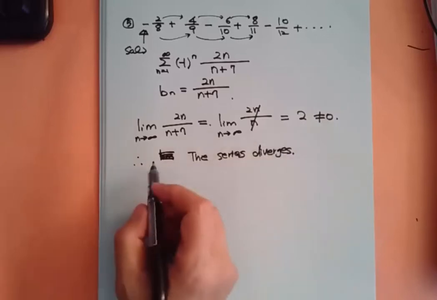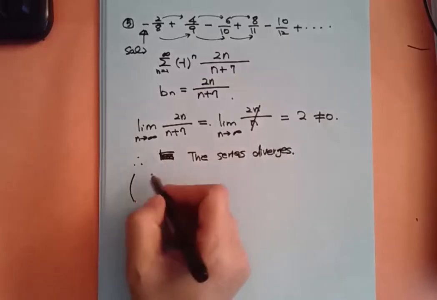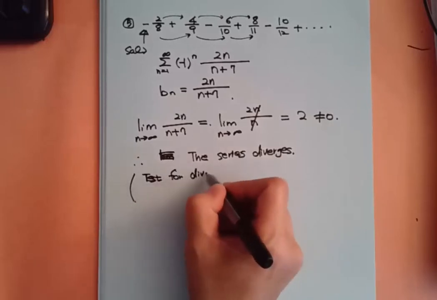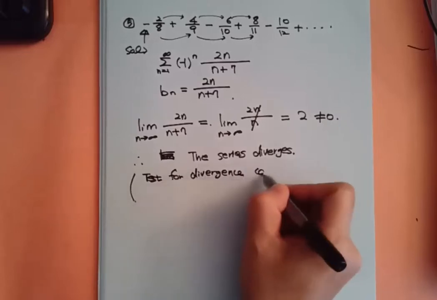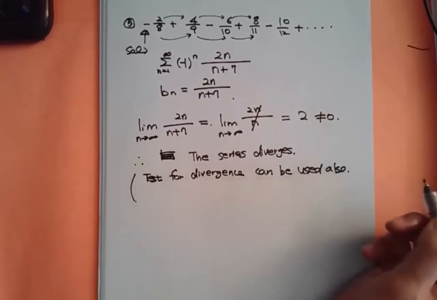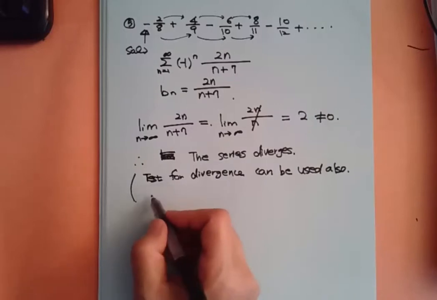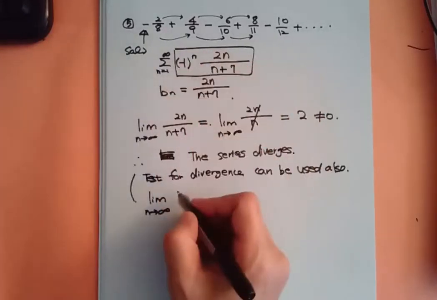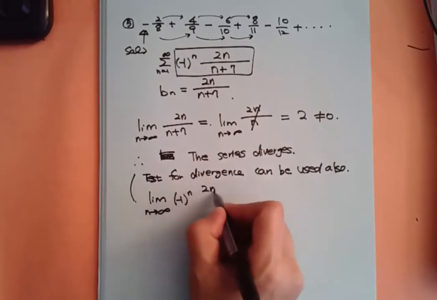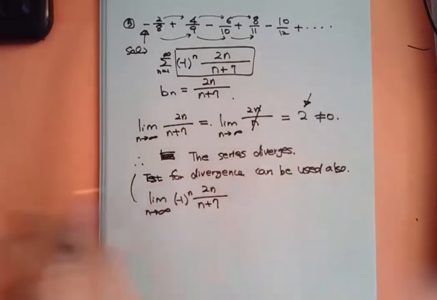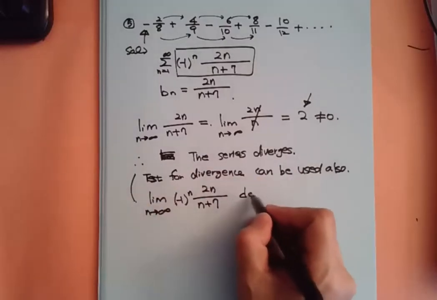I also said you can think about the test for divergence. So if you think about the test for divergence, then we have to think about the actual term. So minus 1 to the n power times 2n over n plus 7. And so when n gets larger and larger, the limit converges to 2 or negative 2. So that doesn't exist.